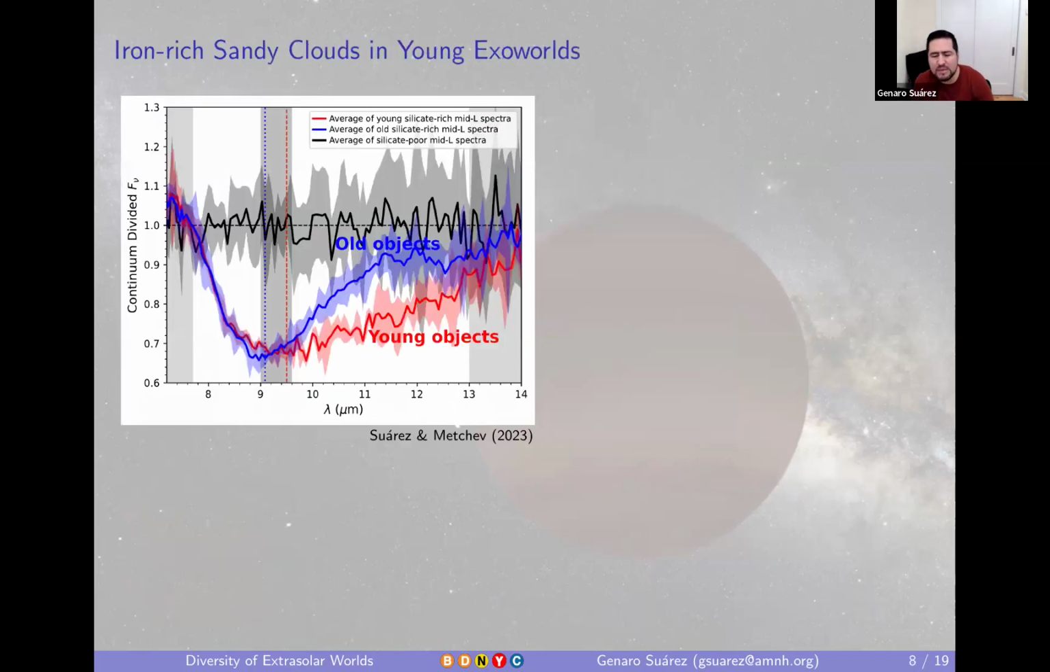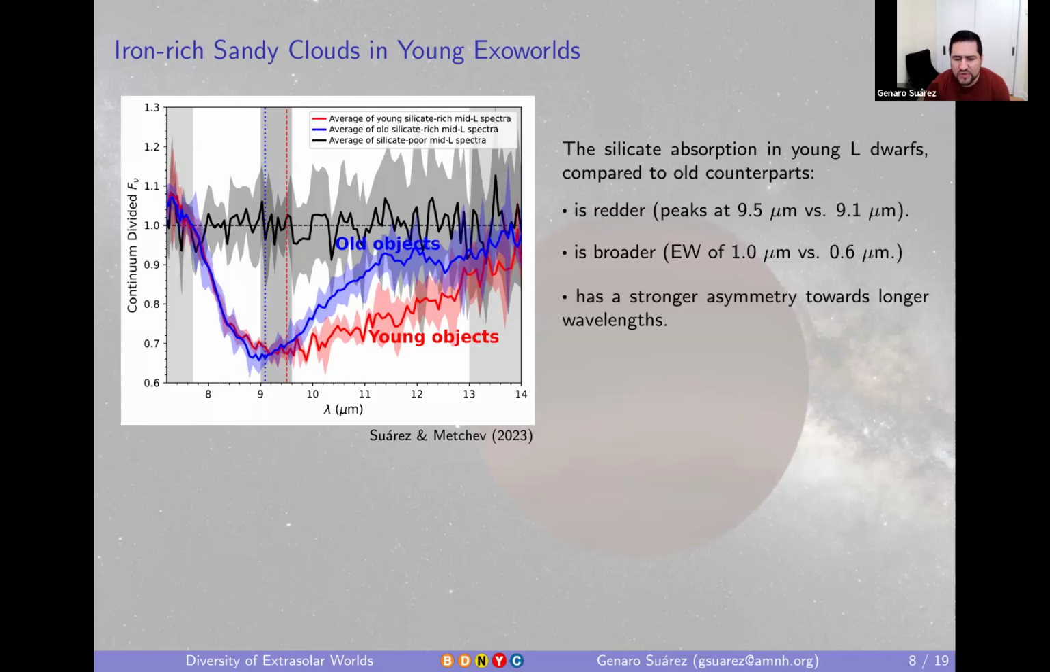In a different publication, we also analyzed the correlation between the silicate absorption and surface gravity. So I show here in red the combined silicate absorption for a sample of young objects, and in blue for a sample of old objects. And we see that the feature is different between both samples. So we observe that the absorption for young objects in red is redder, broader, and also has a stronger asymmetry towards longer wavelengths. So this means that the silicate absorption is sensitive to surface gravity.